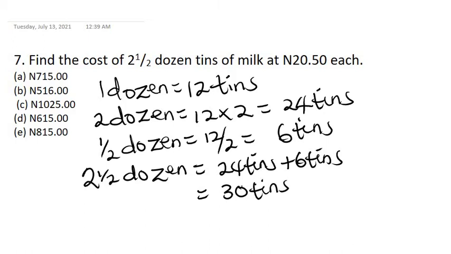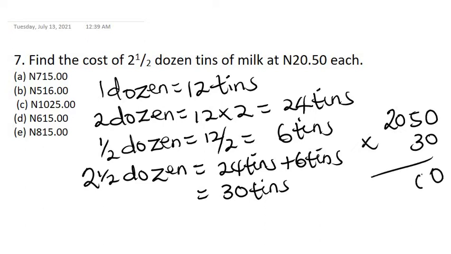Since the cost of each is 20 naira 50 kobo, to get the cost of the 30, you multiply. I'm going to ignore the decimal and just write 2050. At the end, once I get my answer, I'll add the decimal. Times 30. Multiply through by 0, 0 times 0, 0. 5 times 0, 0. 0 times 0, 0. 2 times 0, 0. 3 times 0, 0. 3 times 5, 15. 5, put 1 here. 3 times 0, 0 plus 1, 1.